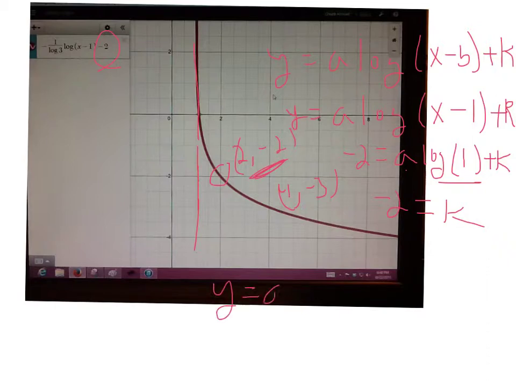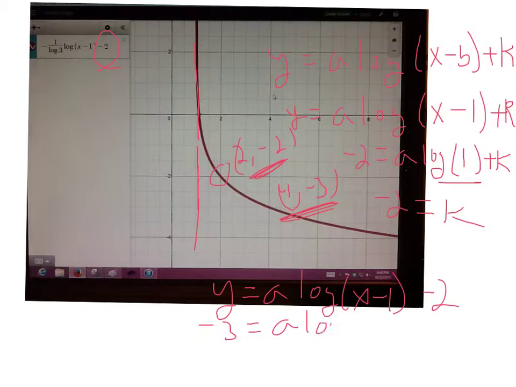Okay, so that gives me the equation y equals some number a, which I haven't figured out yet, times log of x minus 1, minus 2. And then I'm going to choose this point 4, negative 3. So negative 3 equals a times the log of, let's see, 4 minus 1 is 3, minus 2. To solve this equation, I'm going to add 2 to both sides. That gives me negative 1. And then I'm going to divide by the log of 3, which is what I did. Alright, so that's how you deal with this.